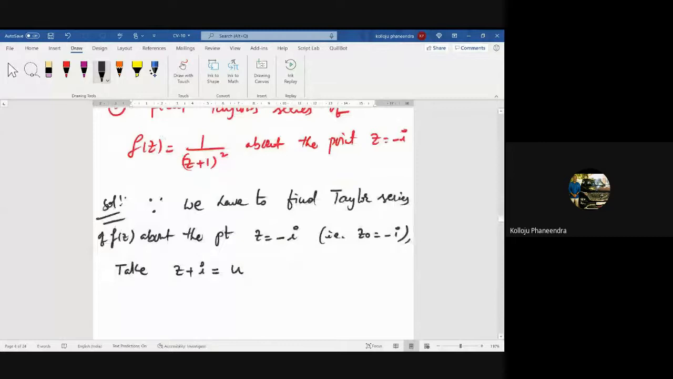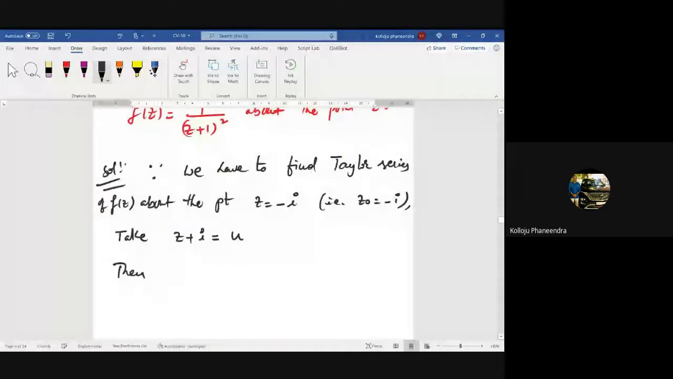Then, this is a very important point, all of you. z equal to minus i. So I am taking z plus i equal to another variable. See, z equal to minus i means what this becomes? z minus z naught becomes what? z plus i. Next, whole square, whole cube means I'm getting z plus i terms. z plus i terms in the Taylor series means what? It is the series about the point z naught equal to minus i. This is important. Okay, right?